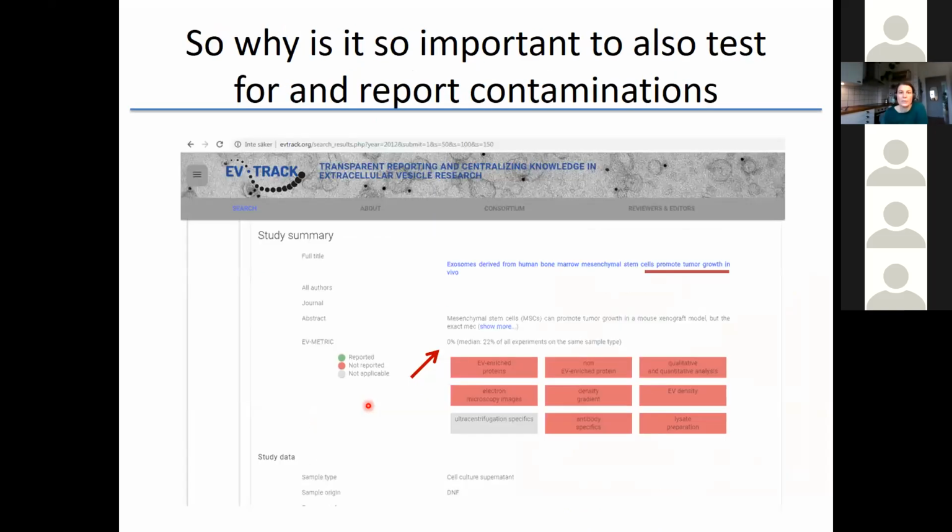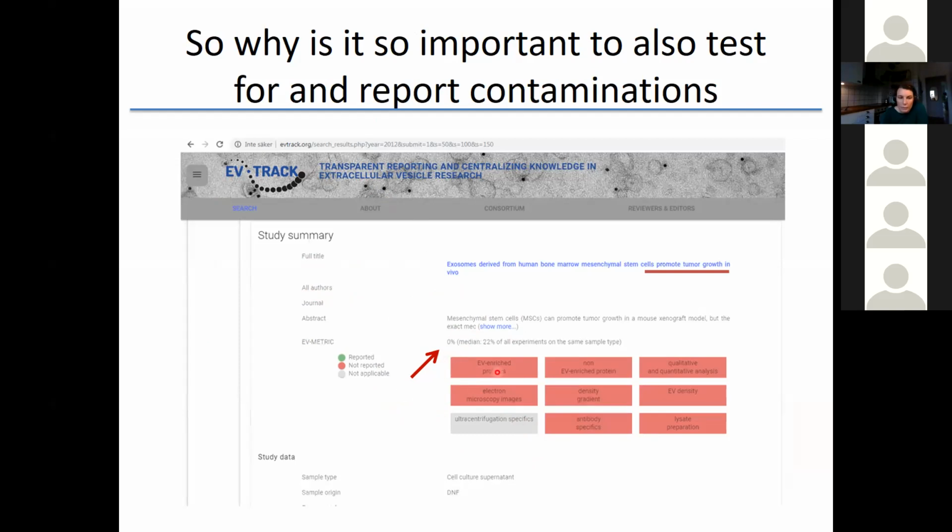So why is it so important to also test and report for contaminants, and why are we talking so much about these things, reproducibility and reporting, all the things? Well, you have this paper here, which I took the authors and the journal away from. It's not important who it is, but in EV-TRACK here, they get a 0 score.